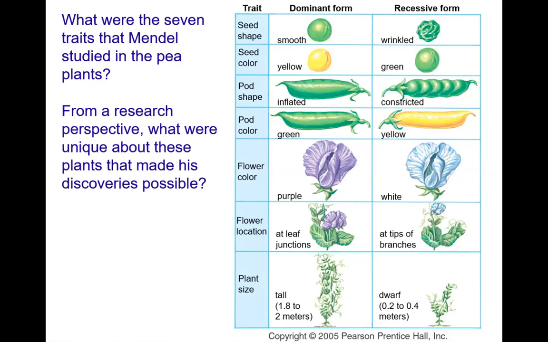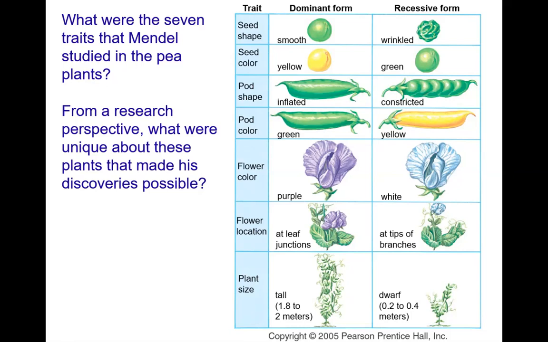The flower location could either be at the leaf junctions, on the tips of the branches at the very top of a plant, or they tend to be really tall versus being really short. So what makes it really effective in performing the task that he was studying is that because these traits were so clear cut, it makes the calculations and the tracking of these traits much easier.